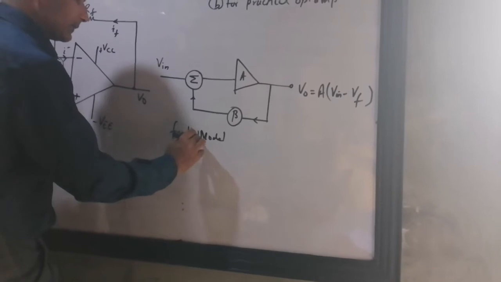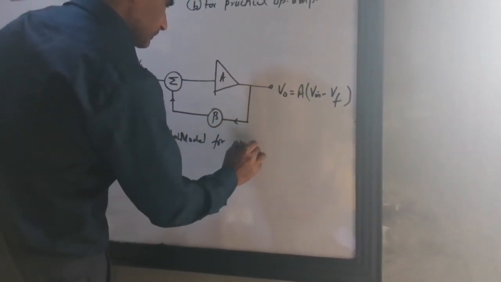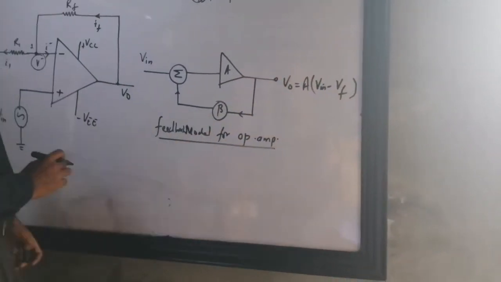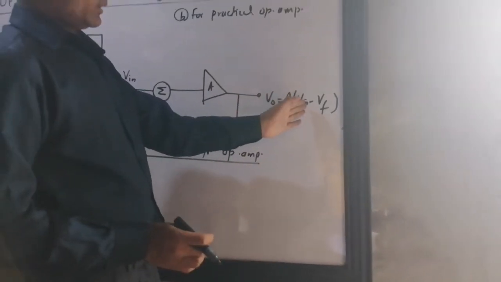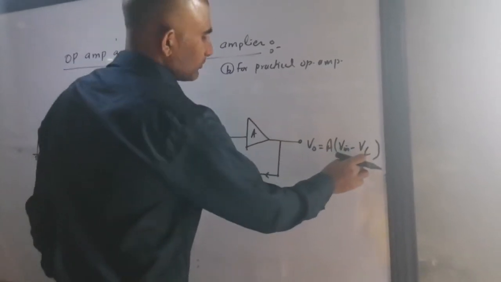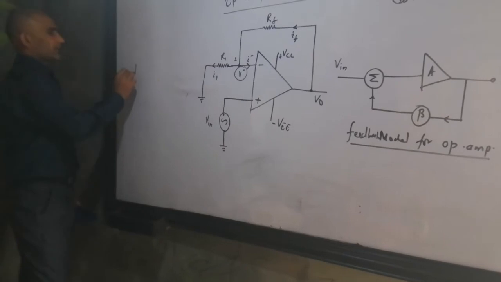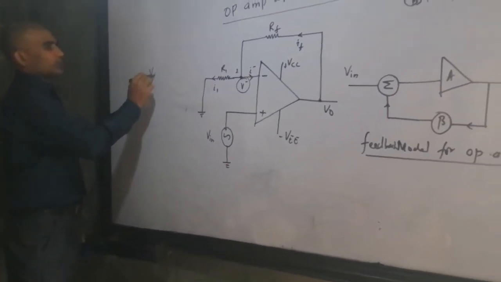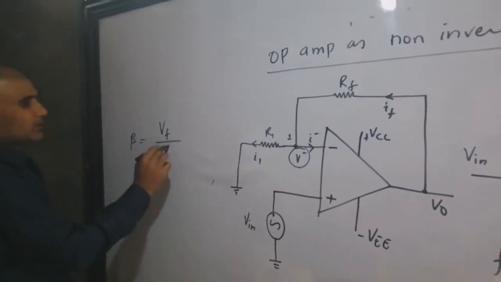Feedback model for op amp. Here we are using negative feedback, and so the output will be V in minus the feedback voltage. And what is the feedback voltage? The feedback voltage comes from the feedback ratio. We know that the feedback ratio is the portion of the output returned to the input, so beta is VF upon V out.